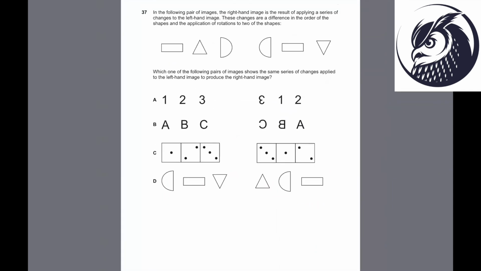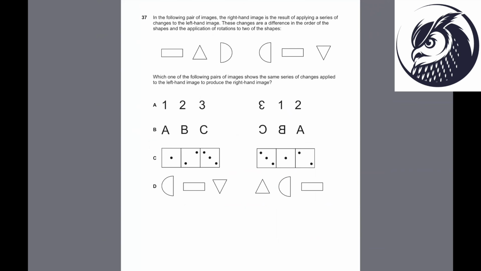Okay, let's now move on to question 37. Okay, so in question 37, we're given a couple of images. We know that the right-hand image is the result of applying a series of changes to the left-hand image. So this is the left-hand image here, and this is our right-hand image here. And then we know that these changes are a difference in the order of the shapes and the application of rotations. So let's just underline that. So we know that the order has changed and they've also rotated 2 of the shapes. Okay, so not all 3 of them.